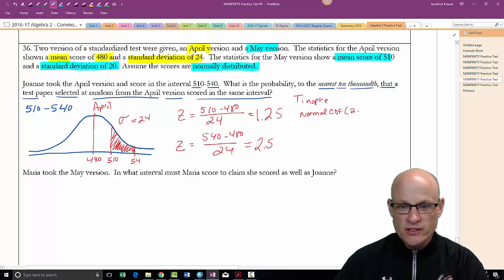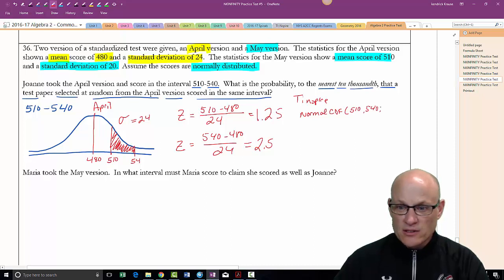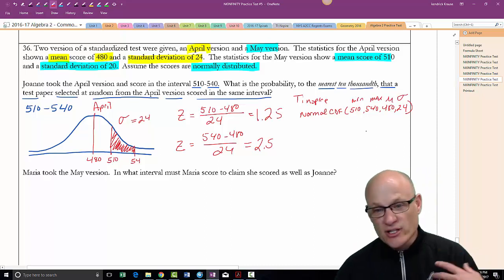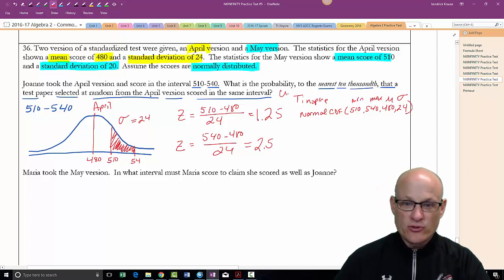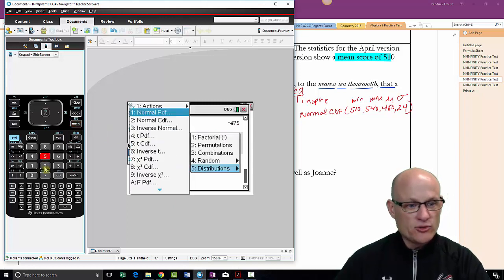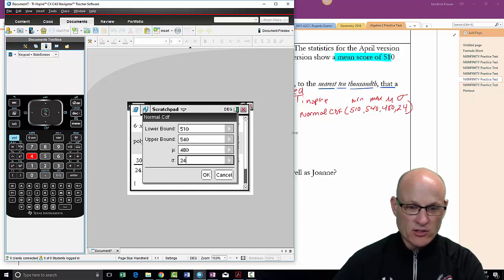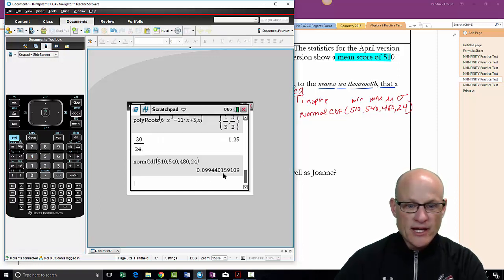And we're going to use 510, 540, 480 and 24. Now remember, this is min, max, mu, and standard deviation. So I'm just going to tell them that I used the calculator. Used TI Inspire. Then I'm going to go over to my calculator. Menu 552. There it is, normal CDF. Now in this case, I want to use 510, 540, 480, and 24. And I'll click OK.